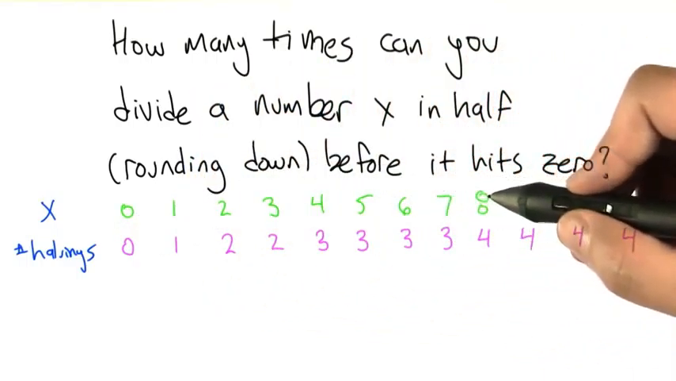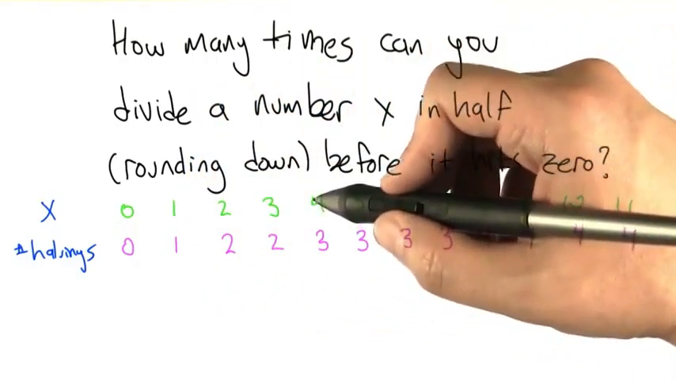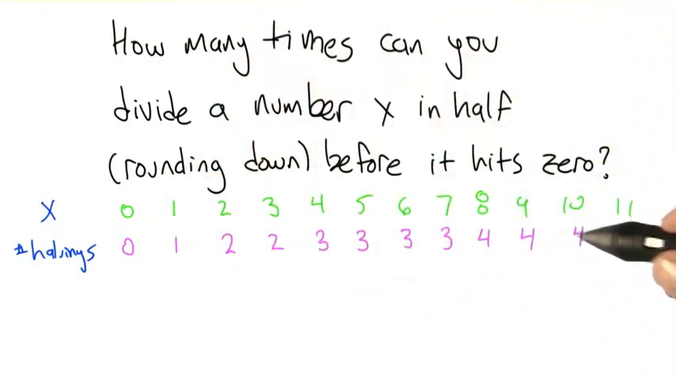And it stays that way until you get to 8. 8 takes 4 times: once to get it to 4, 2, 1, 0. And it stays 4 for a while, and the next time it changes is at 16.